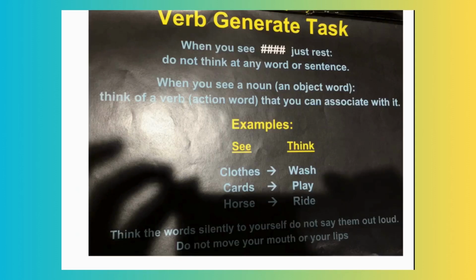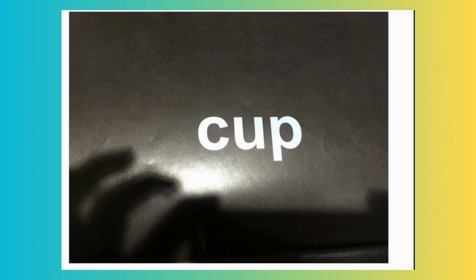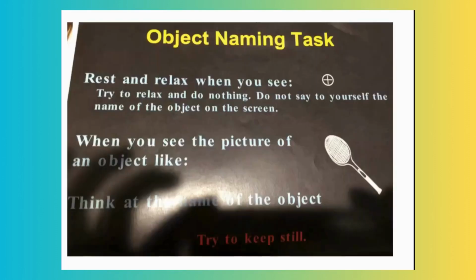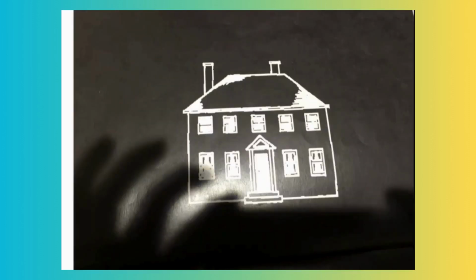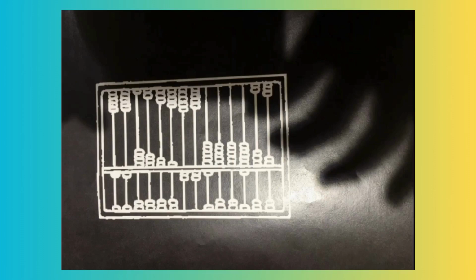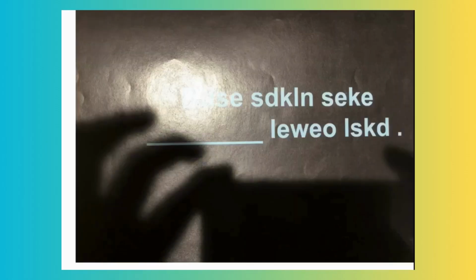Then there is a verb generation task, in which we will tell them a word, and they will start thinking about their sentences, like you play with the ball or you throw the ball, but they will not speak out those words. They will just think about those words. Cup, take a cup of tea, something like that. Then object naming tasks. We can show them the object and they can name it, like house, home, checkerboard, sentence. So these are different tasks that we can give to the patient during the scanner.